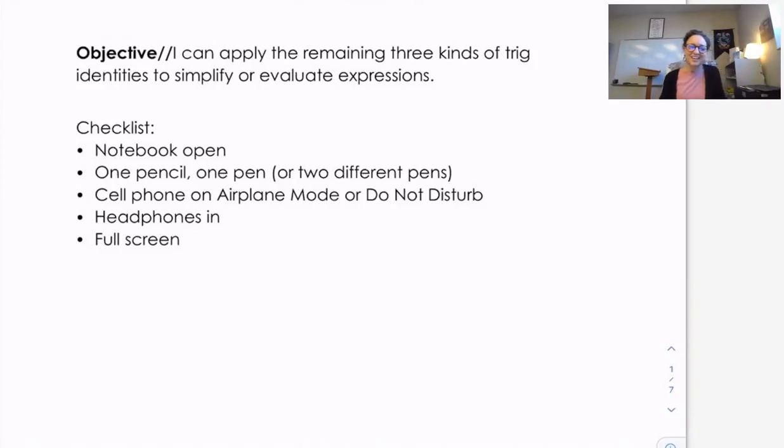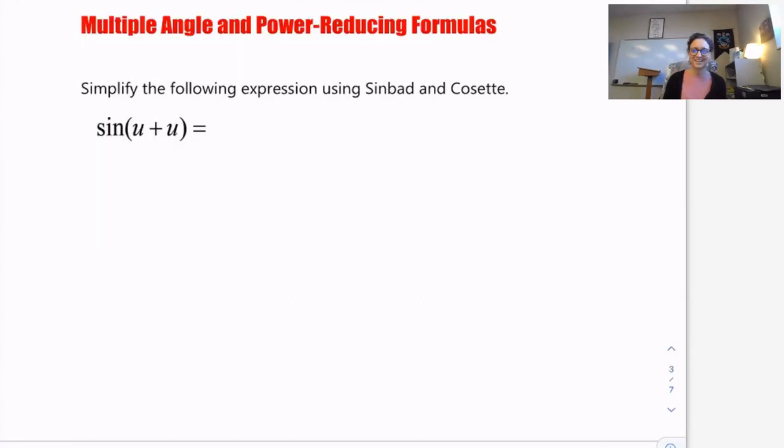Hey Pre-Calc, welcome back. Our objective today is going to be to apply the last three kinds of trig identities to simplify or evaluate trig expressions. I'm going to force pause on your screen, make sure you double check the checklist, but also make sure that you have got your formula sheet on you. Alright, I'm going to force a pause on your screen.